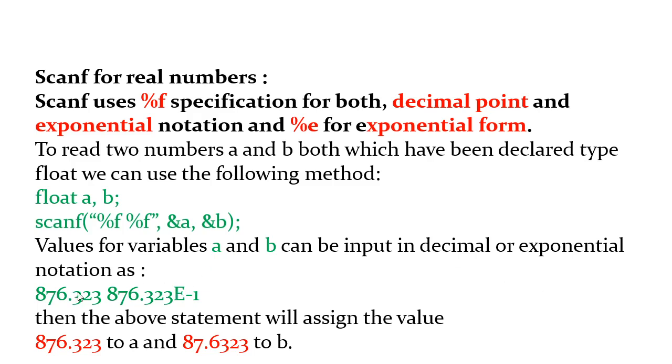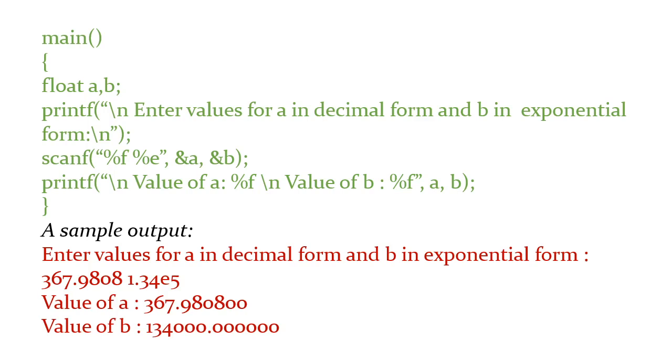So you can see that notation. For example, 876.323 and 876.323 raised to -1. Then the above statement will assign the value 876.323 to a, and 87.6323 to b. Suppose you want to write this in exponential form, so the program will take this form.